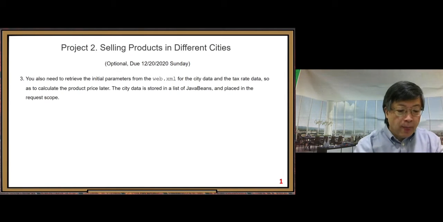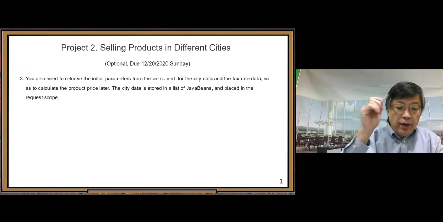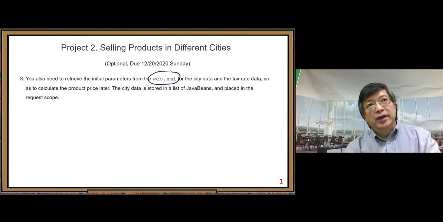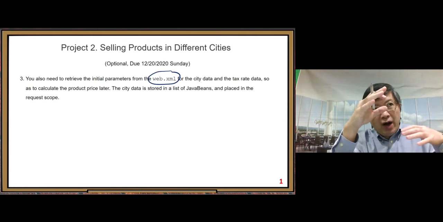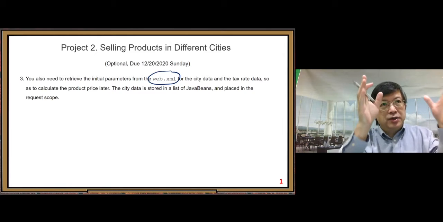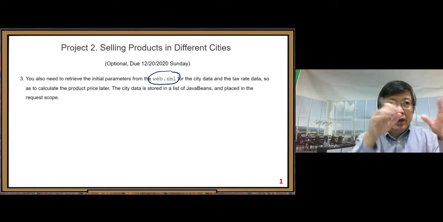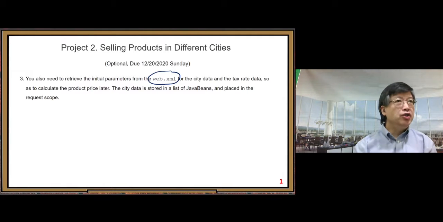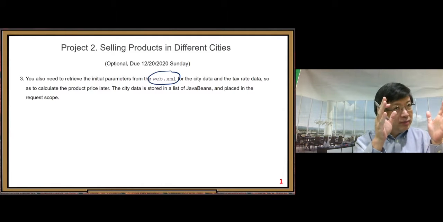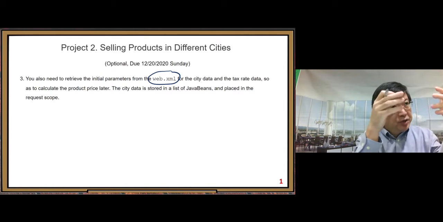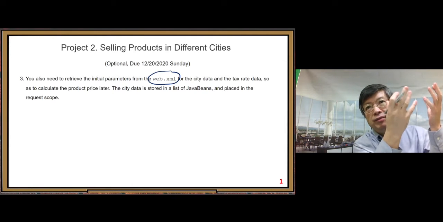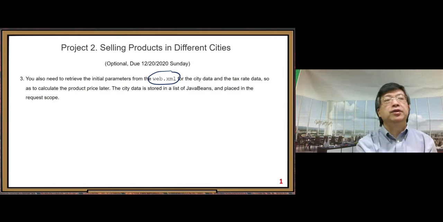Number 3, retrieve initial parameters from the web.xml. The web.xml configuration file allows us to add certain parameters. Initial means that at the initial step of the servlet, we can read these parameters into our servlet.